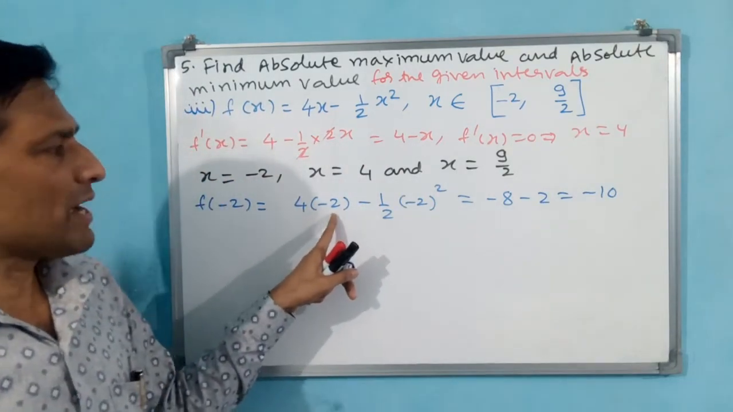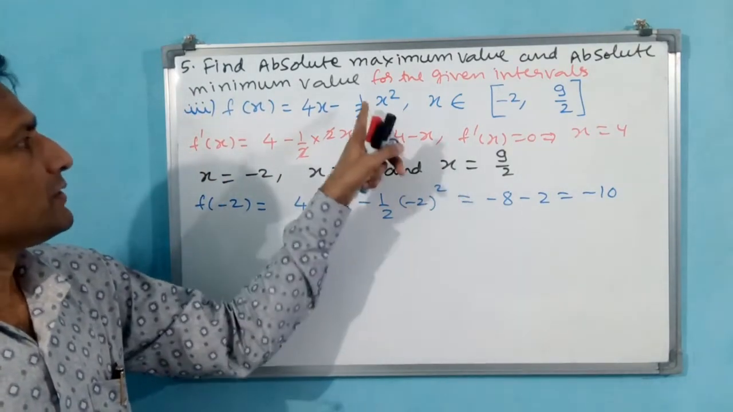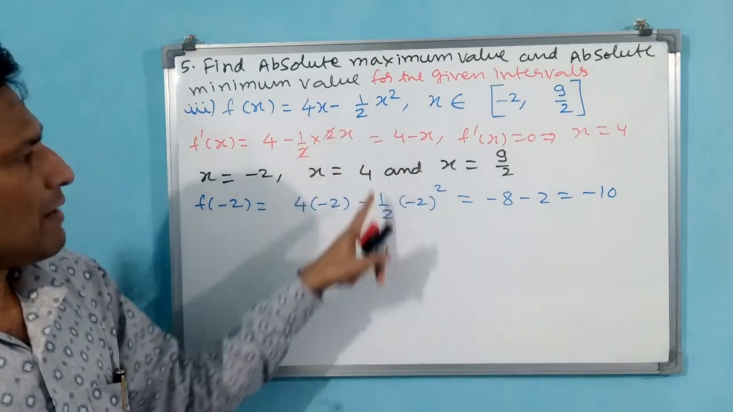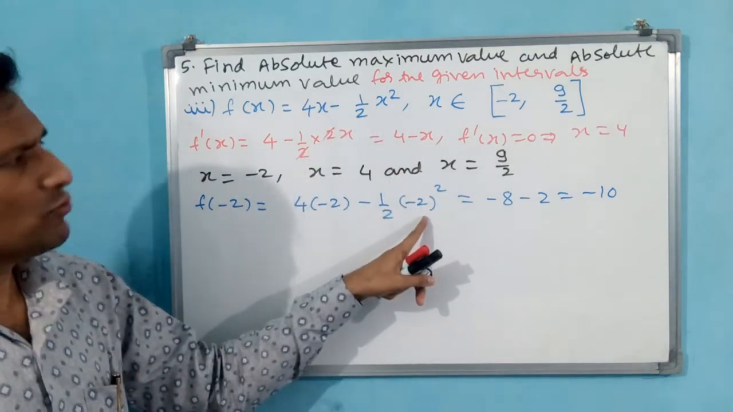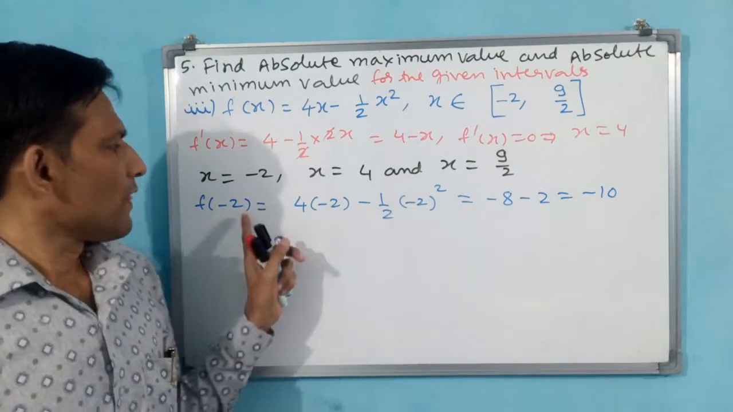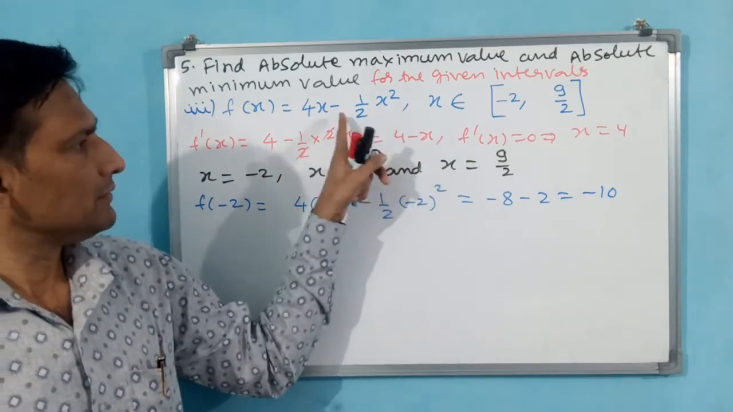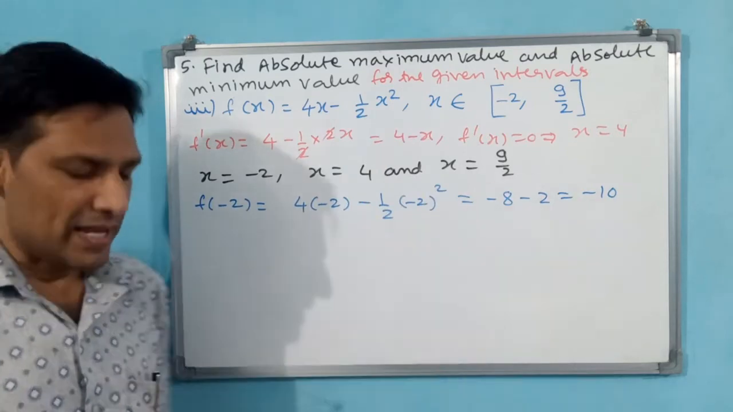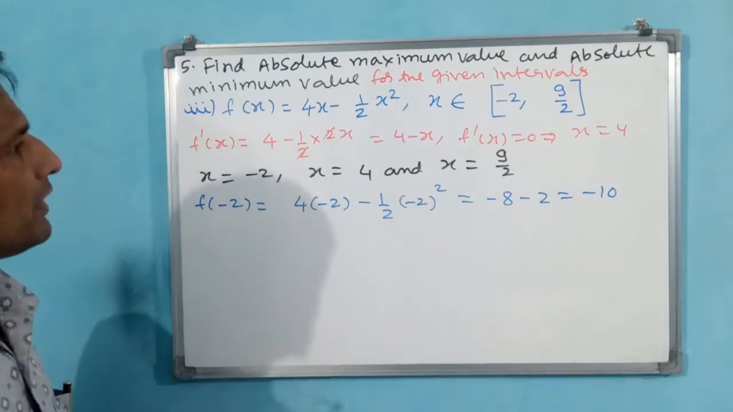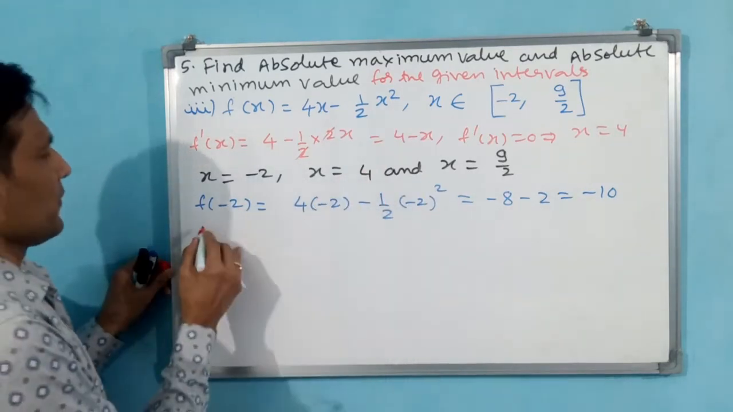See, 4 into -2 is -8, minus 1/2 x squared, x squared by 2. x squared here is (-2) squared, 4, 4/2 is 2, minus 2. That's all. Minus 8 minus 2 is minus 10. Okay, that is over. Then you go for f(4).